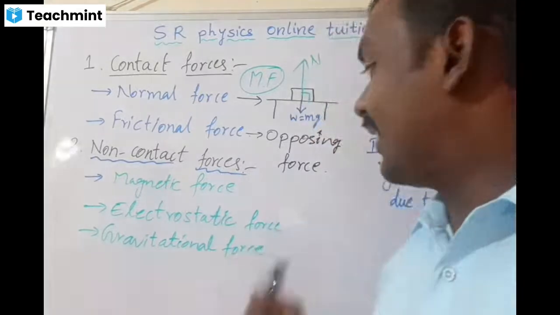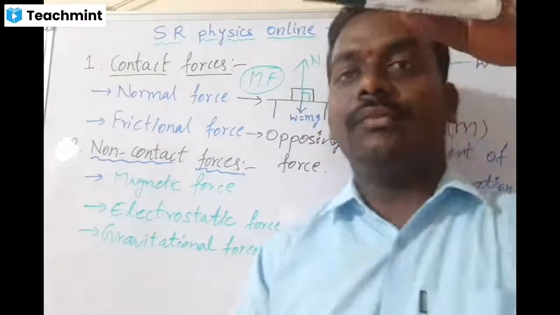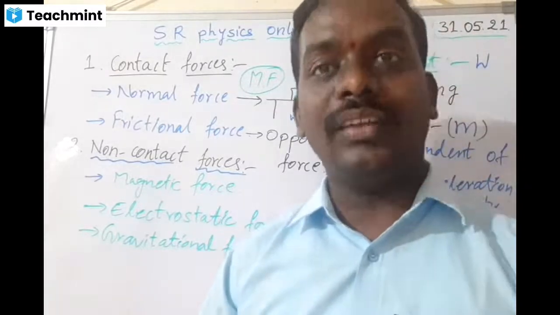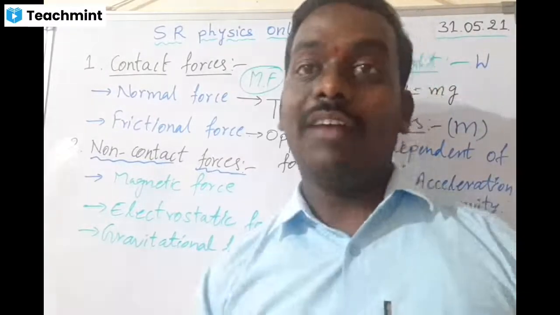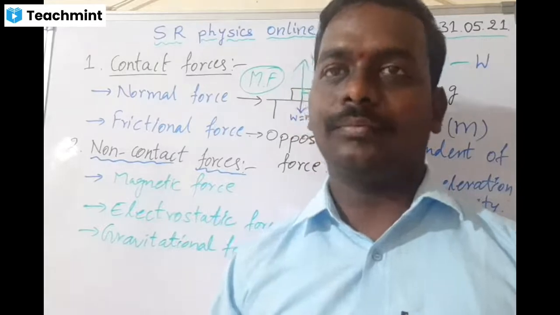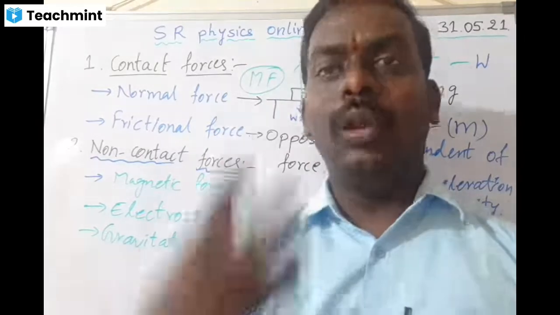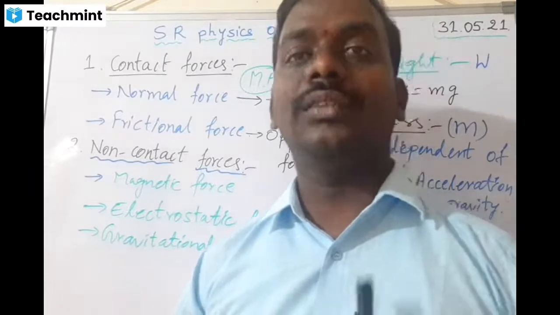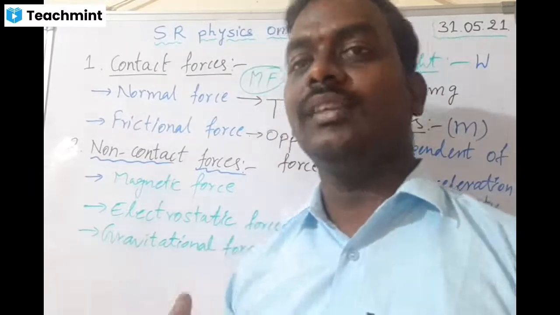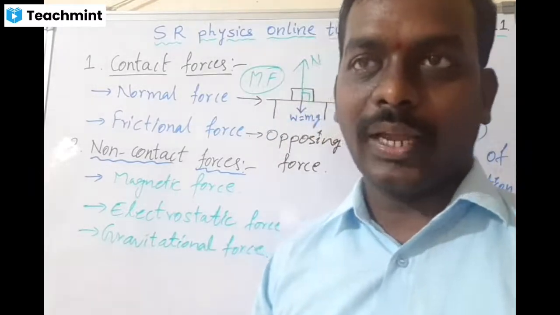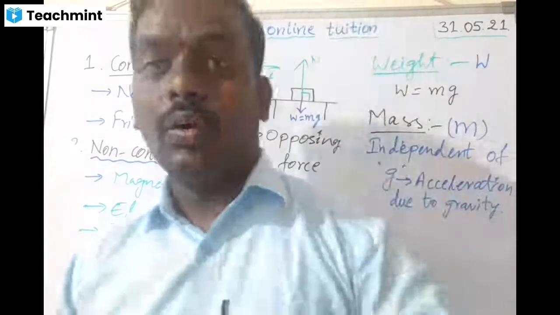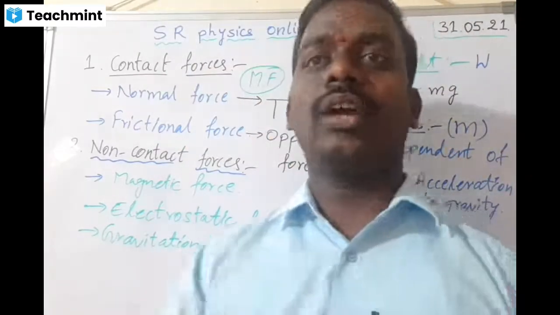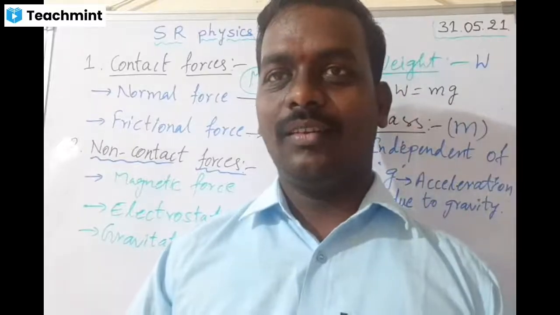Okay, next gravitational force. Just now we have seen that if I drop anything from a certain height, it falls down because of the gravitational pull of the earth. The earth is always pulling objects towards itself. Because of that, we get this gravitational force. Now let us see a few more things other than these contact and non-contact forces.